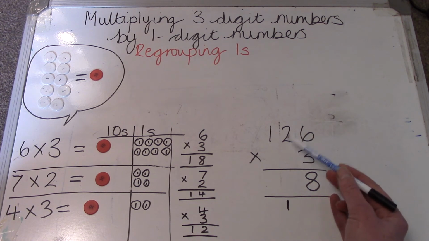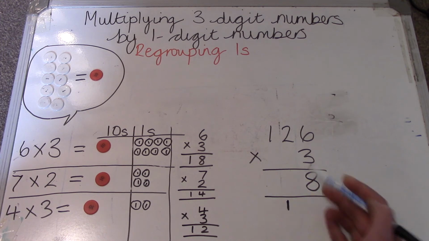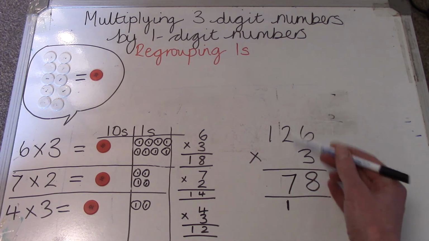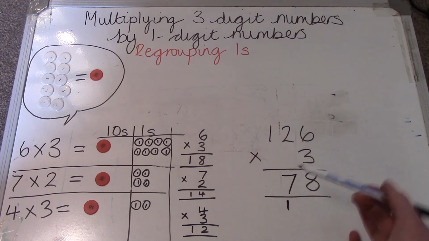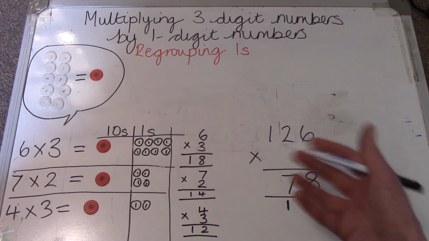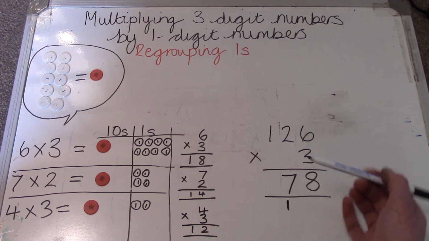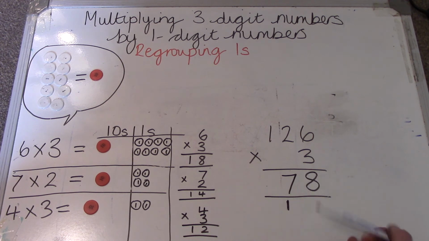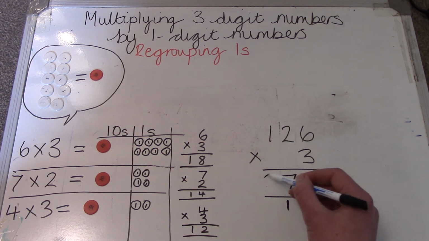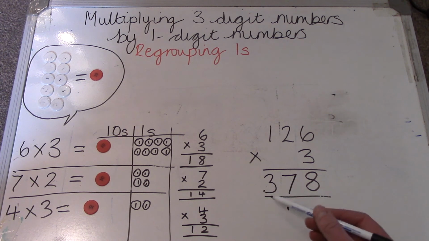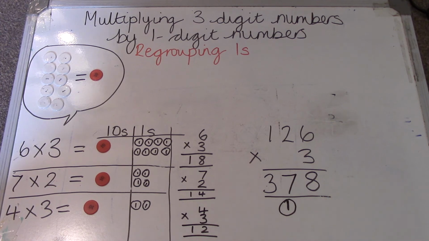3 times 2 is 6, but you've actually still got your 10 down here, so it's 7. You've created 7 tens. So because we know it's in the column, we don't have to keep saying 3 times 2 tens is 7 tens. We can say 3 times 2 is 6, add the 1 is 7. Then you move to the final column. 3 times 1 is 3. So the answer would be 378.